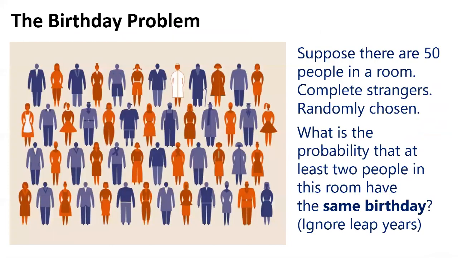The next example is a question that was raised at the beginning of this chapter, which is the birthday problem. Suppose there are 50 people in a room, complete strangers, randomly chosen. The question is, what is the probability that at least 2 people in this room have the same birthday? Assume we ignore all leap years. Okay, I'll give you 5 minutes to think about this question.